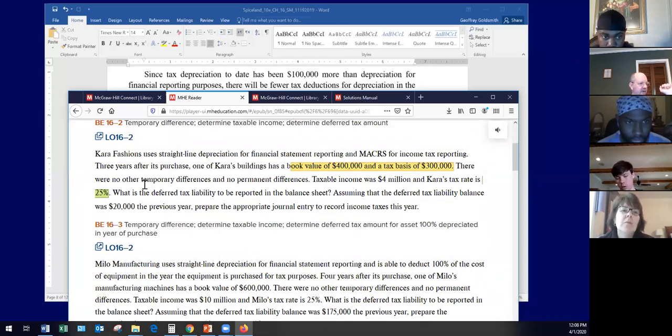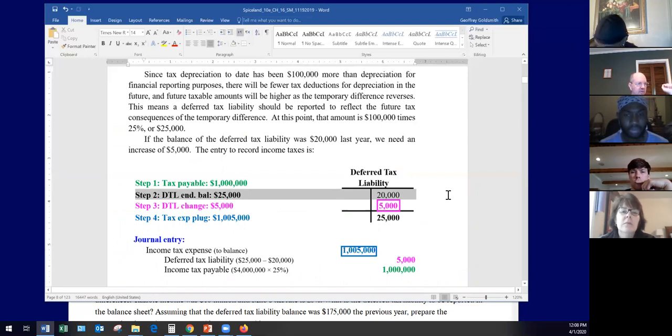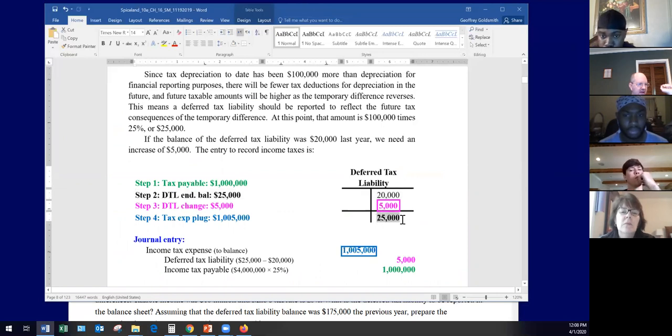That was the amount that they're starting out with this year. So it says the deferred tax liability balance was $20,000 the previous year. There might be something else that I didn't know about that affected it. So what it's saying right here is that the balance was $20,000, but we thought it should be $25,000 by doing the calculation up here. So they needed to change it by $5,000.